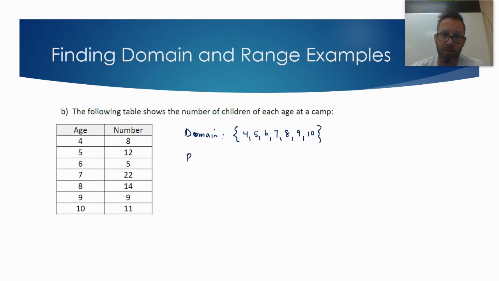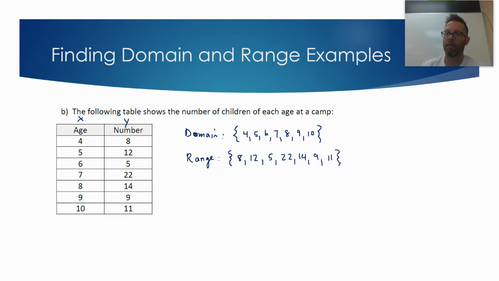The range, what values do we get for the dependent variable? If you want to just even add an X and Y here to help you, that's totally fine. Just list them. So we have 8. It doesn't need to be in order. It's okay. If you're that type of person that needs them in order, then by all means, you put them in order. 8, 12, 5, 22, 14, 9, and 11. And there were no repeats.